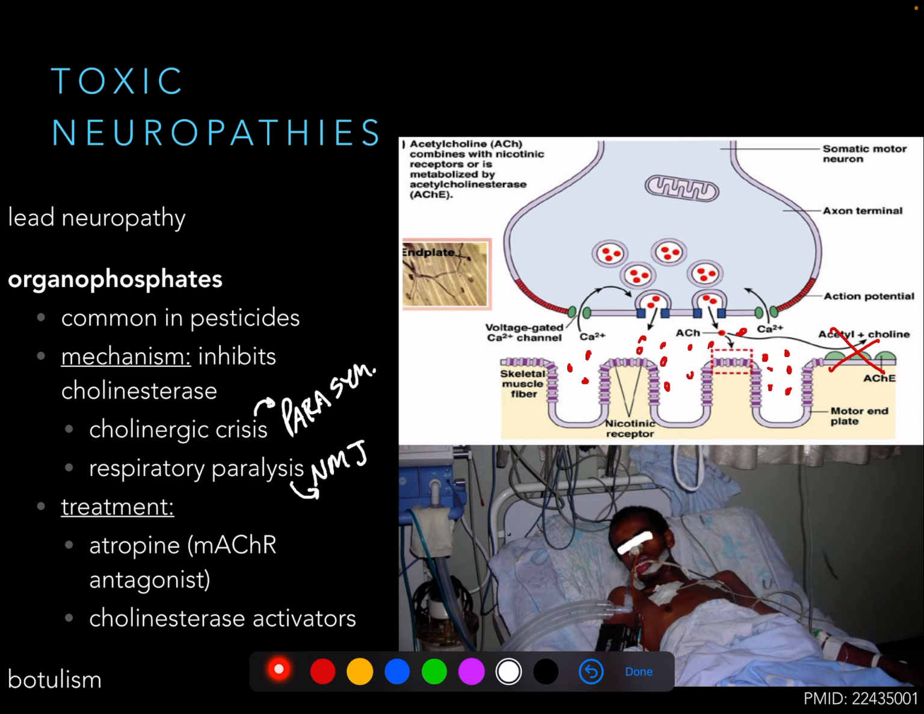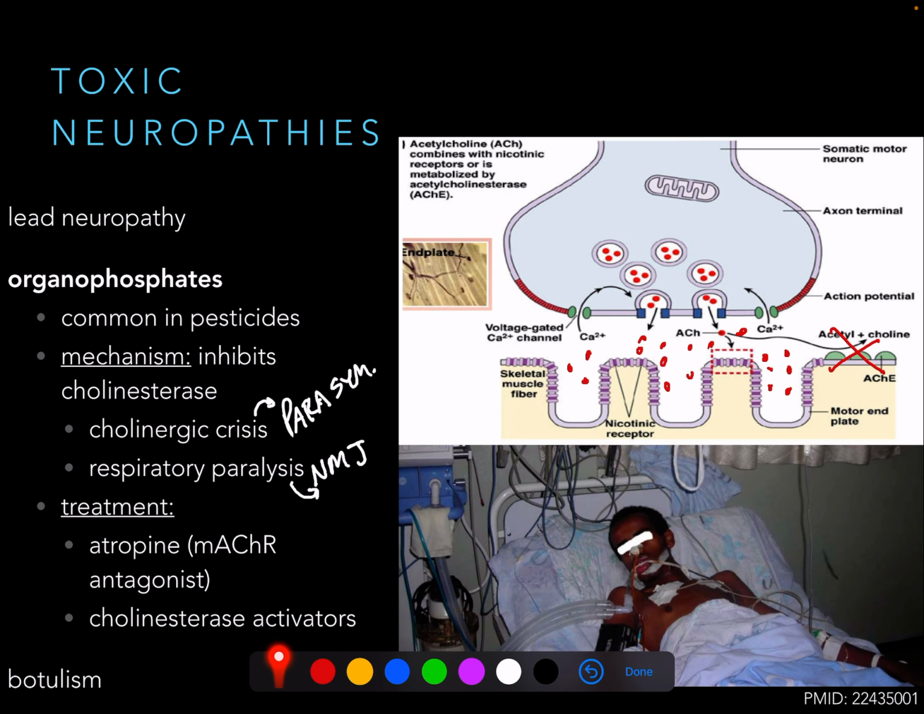How do we treat it? Well, as far as the cholinergic crisis goes, we can give atropine. Bring our heart rate back up, make us not drool as much, because that will antagonize muscarinic acetylcholine receptors. This doesn't help us so much at the neuromuscular junction. There, what we have to do is use cholinesterase activators.